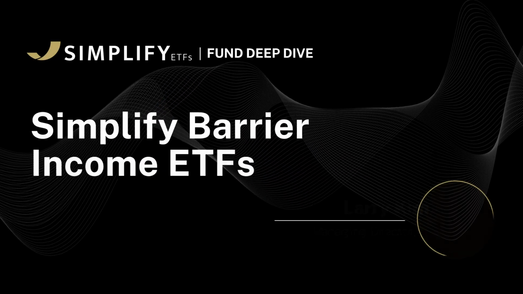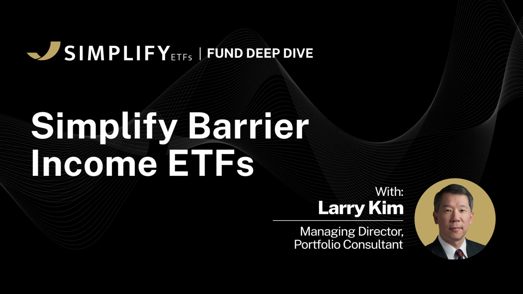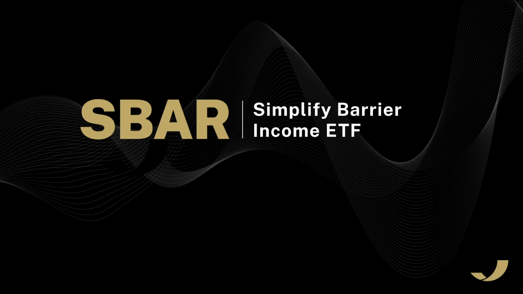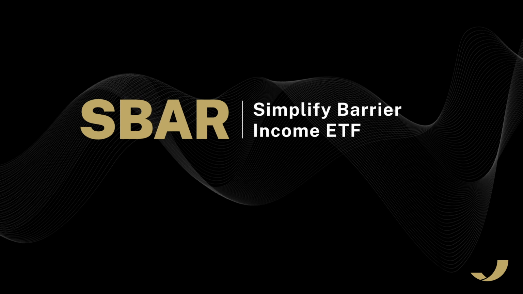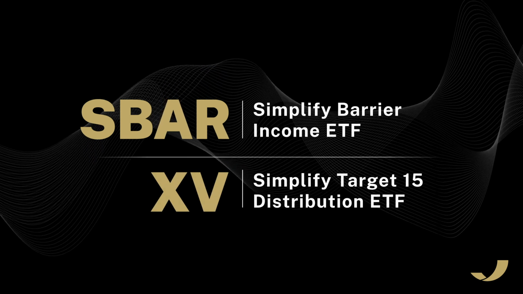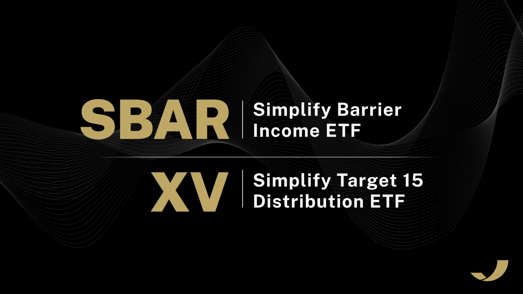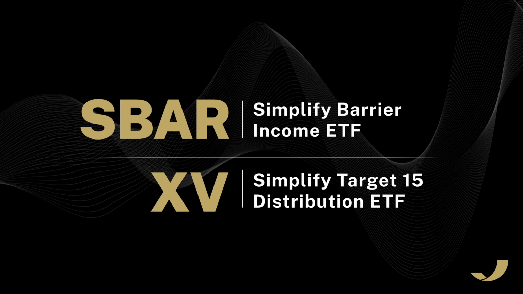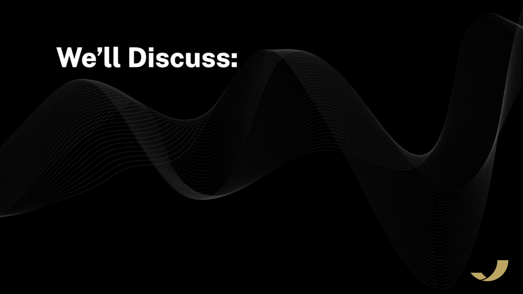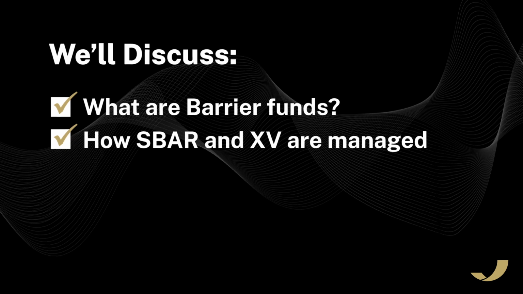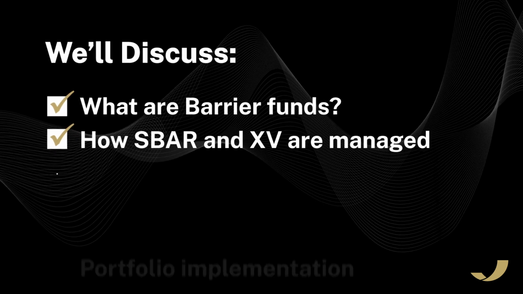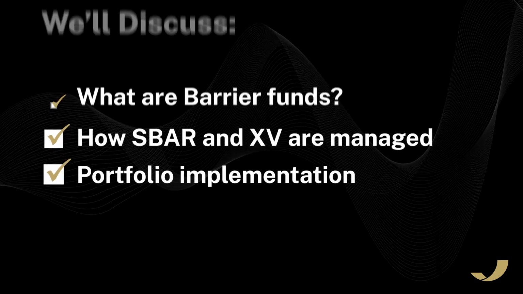These are the Simplify Barrier Income ETFs: Simplify Barrier Income ETF, ticker symbol SBAR, and Simplify Target 15 Distribution ETF, ticker symbol XV. In this video, we'll discuss what barrier funds are, how SBAR and XV are managed, and portfolio implementation.